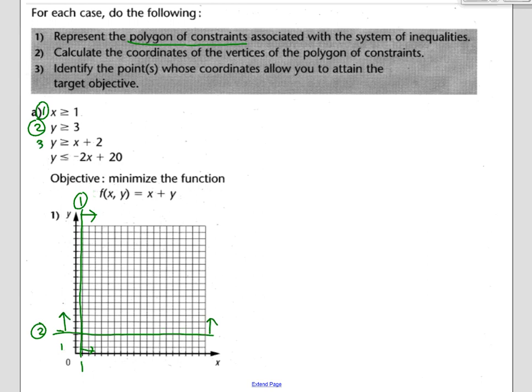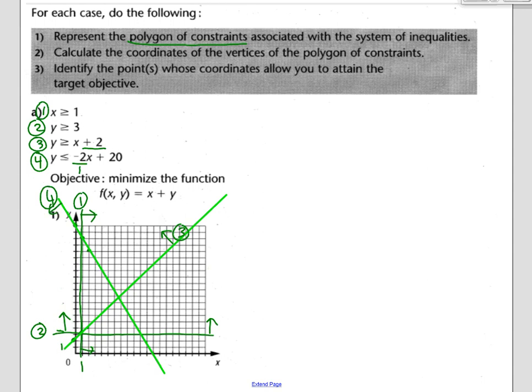For my line number 3, I know I have to start at 2, and my rate of change is 1. So 1 up, 1 across, 1 up, 1 across. So it's going to give me this line. That is line 3, and it's shaded above because it's greater than. And then line number 4, I start at 20 and I'm going negative 2 over 1. So I'm going down 2, forward 1. So your line number 4 will look like this, and it's smaller than. So it's going to go like this.